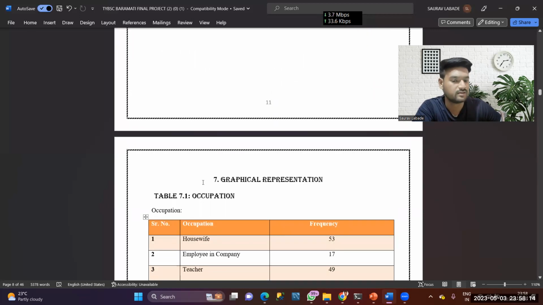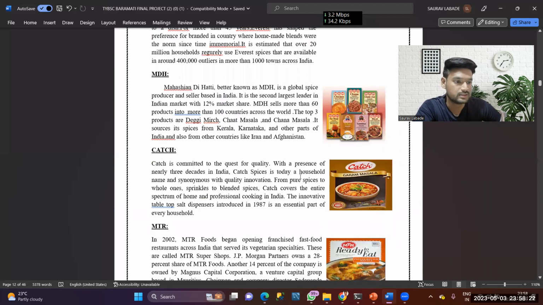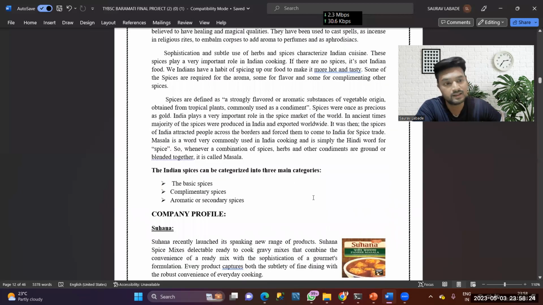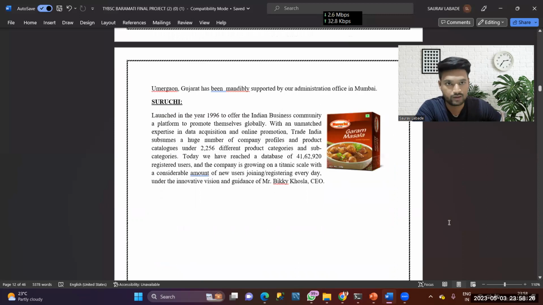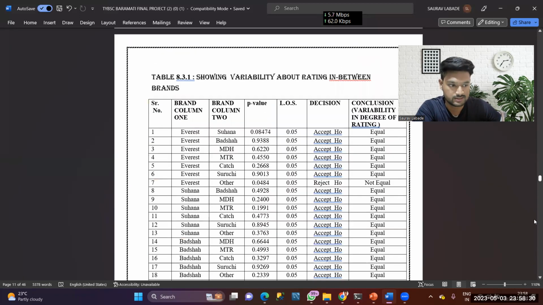Yes, now this will be the second step, which is important, that is graphical representation. Before showing this, I had made the questionnaire on this project. Okay, which was something like this.